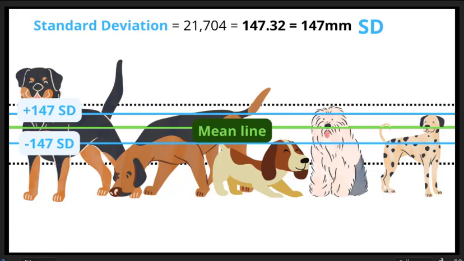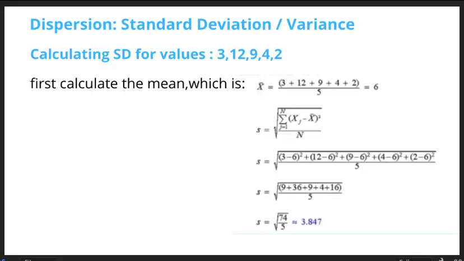To summarize, the standard deviation tells you how far an observation is from the mean. It is the standard way of knowing what is normal, or extra large or small. There can be two standard deviations, and there can be three standard deviations. Let's take another, simple example to understand the standard deviation. Calculate the standard deviation for these values: 3, 12, 9, 4, 2.